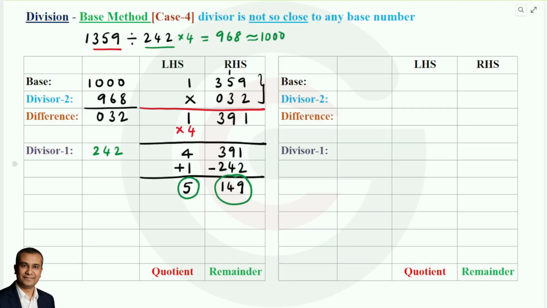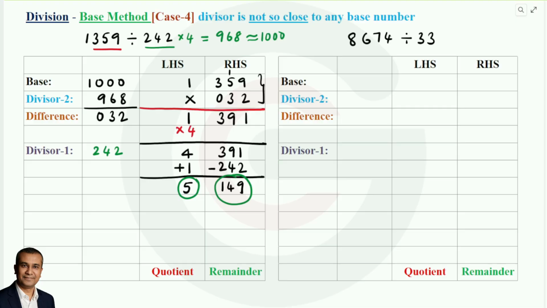So whenever the divisors are not so close to the base numbers, we have to multiply them with suitable numbers and make them closer to the base numbers. But we should not forget to multiply the quotients with our chosen suitable numbers at the end. Let's take another example. Let's say 8674 divided by 33. Now pause the video and try to find the solution on your own. Start. Done? Okay. Let's check the answer.